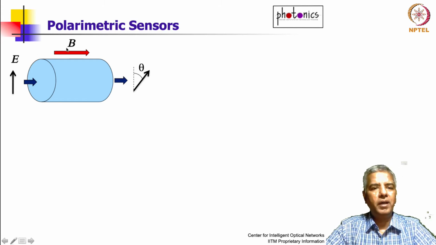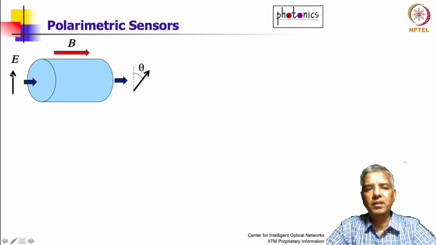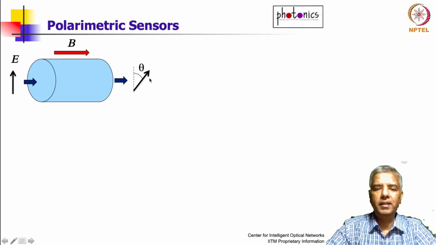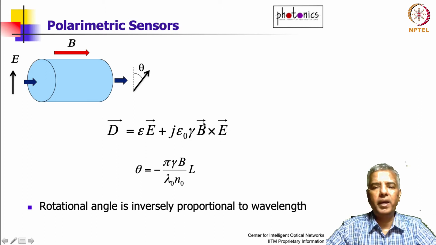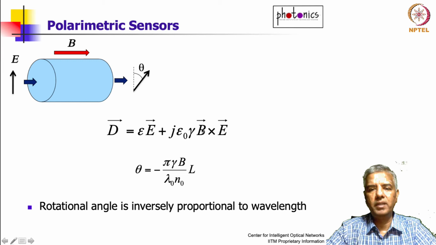In the presence of an axial magnetic field, this material will deflect the light polarization through an angle. The specific way it works is that the response to the incoming polarization is in fact epsilon E, which is the normal response to the permittivity, and then it has this other component, a curl of the magnetic flux density and the electric field intensity, mediated through this gamma, which is the magneto-gyration coefficient.